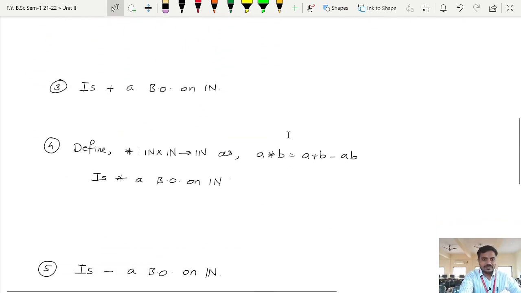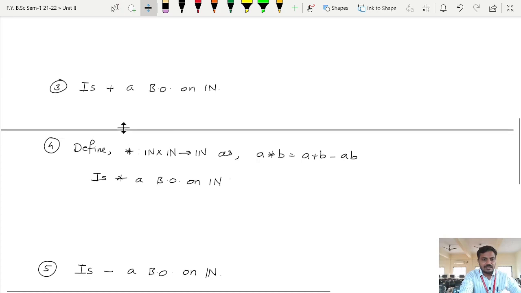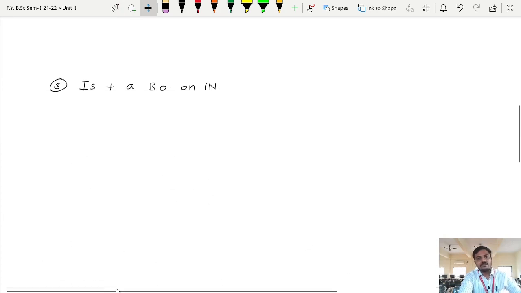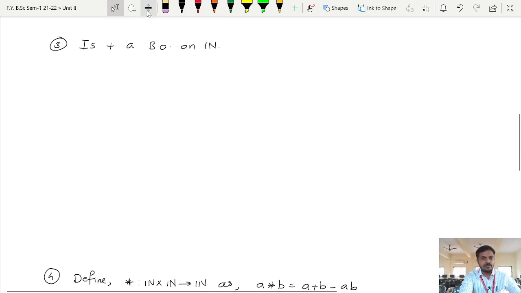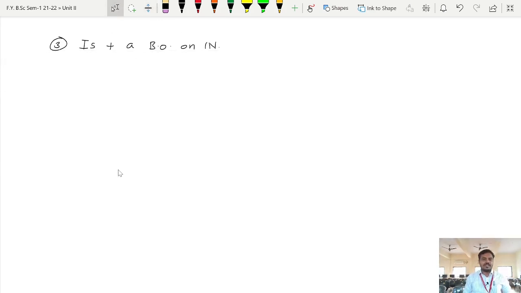Moving towards the next example, here it is asked whether addition is a binary operation on the set of natural numbers or not. Again we have to do the same thing. Take any two natural numbers and check whether their sum is again a natural number or not. If that is happening, then it will be a binary operation on N.